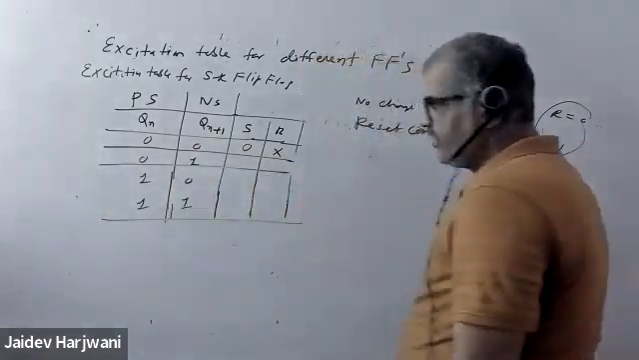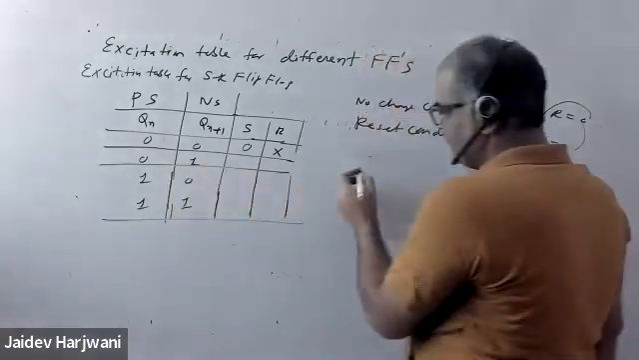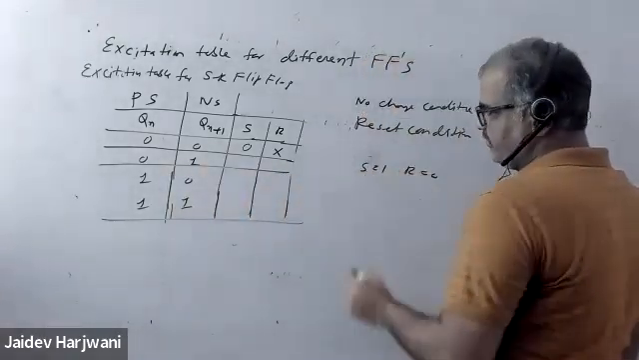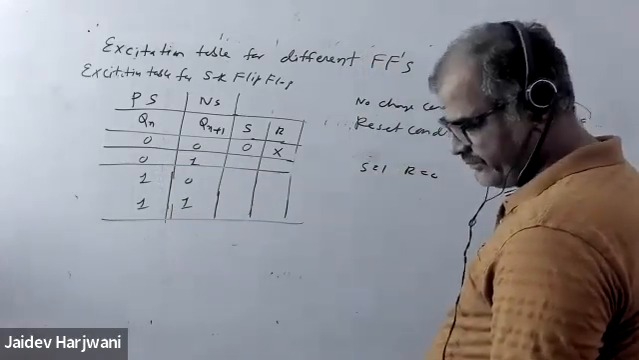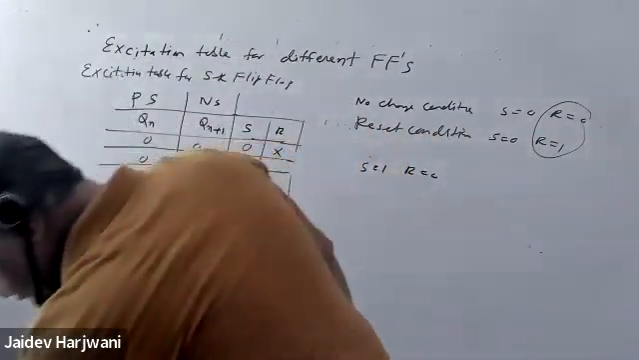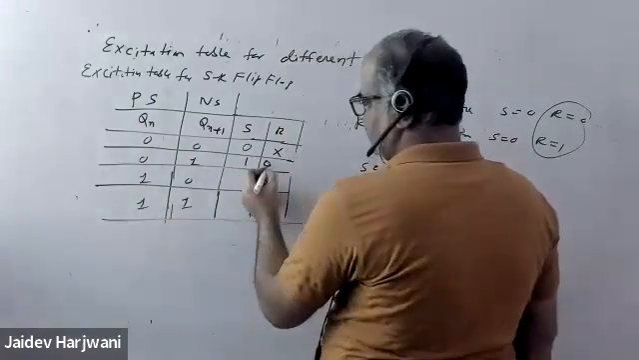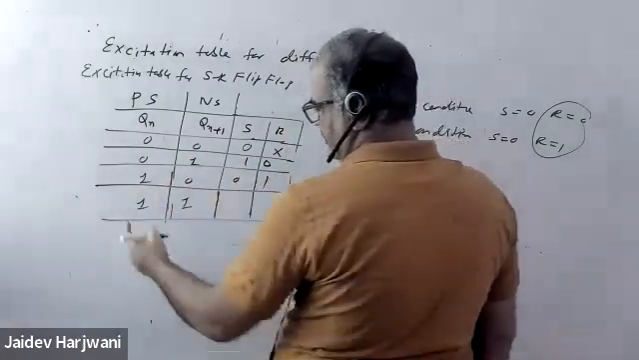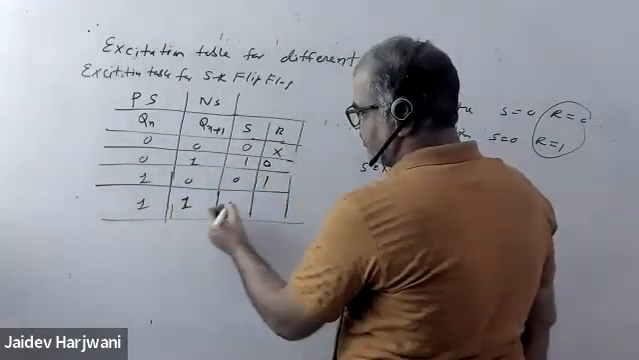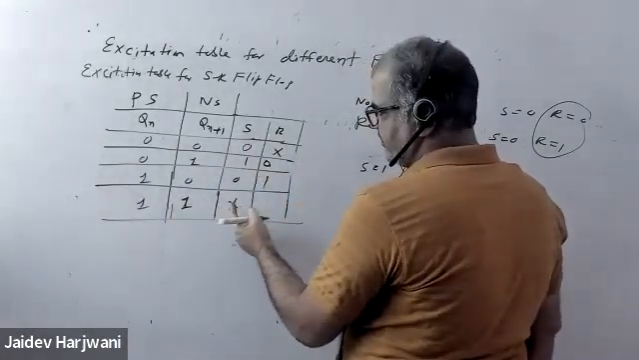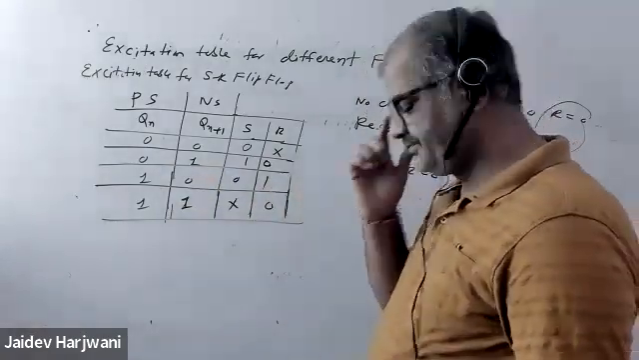Now similarly, 0 to 1, when can it appear? 0 to 1 can appear for S equal to 1, R equal to 0. Set condition. And the other thing, 1 0 only. Similarly, this is your reset condition. And 1 to 1, this is your no change condition and set condition. So 1 0. So this is the truth table for your SR flip-flop.